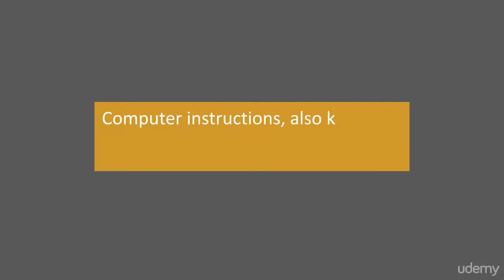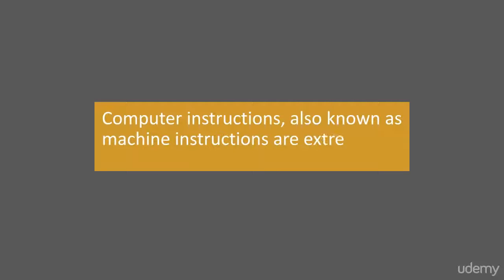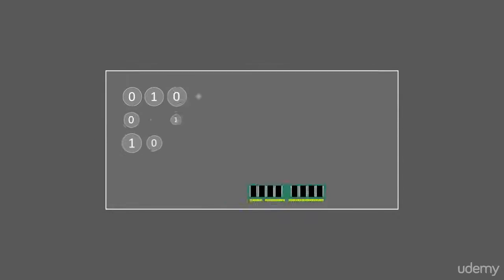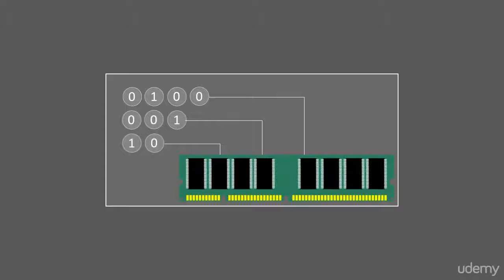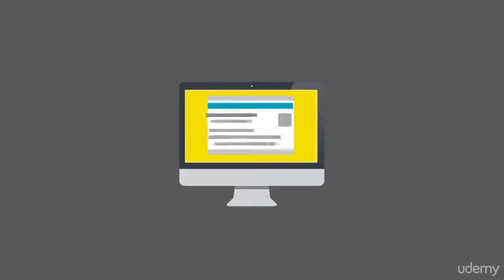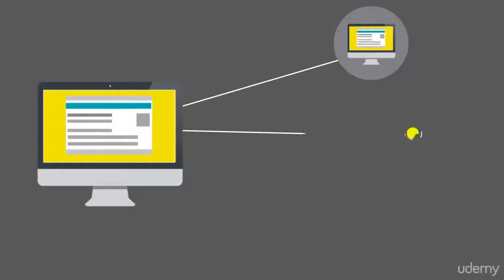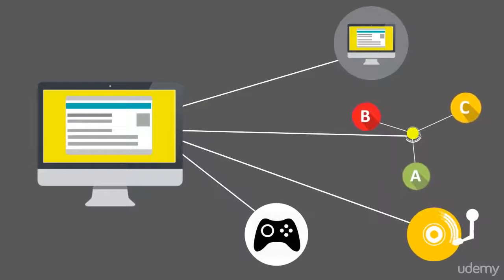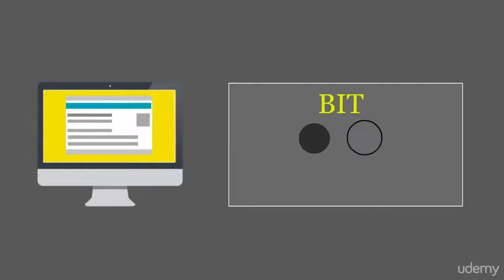Computer instructions, also known as machine instructions, are extremely primitive. They are encoded as numbers to be able to be stored in memory. The computer creates the illusion that it contains pictures, letters, songs, games. All it really contains is bits. A bit is either on or off, like a light switch. An off means a bit of zero value. An on switch indicates a bit with value of 1. 1 and 0 are also known as binary numbers.